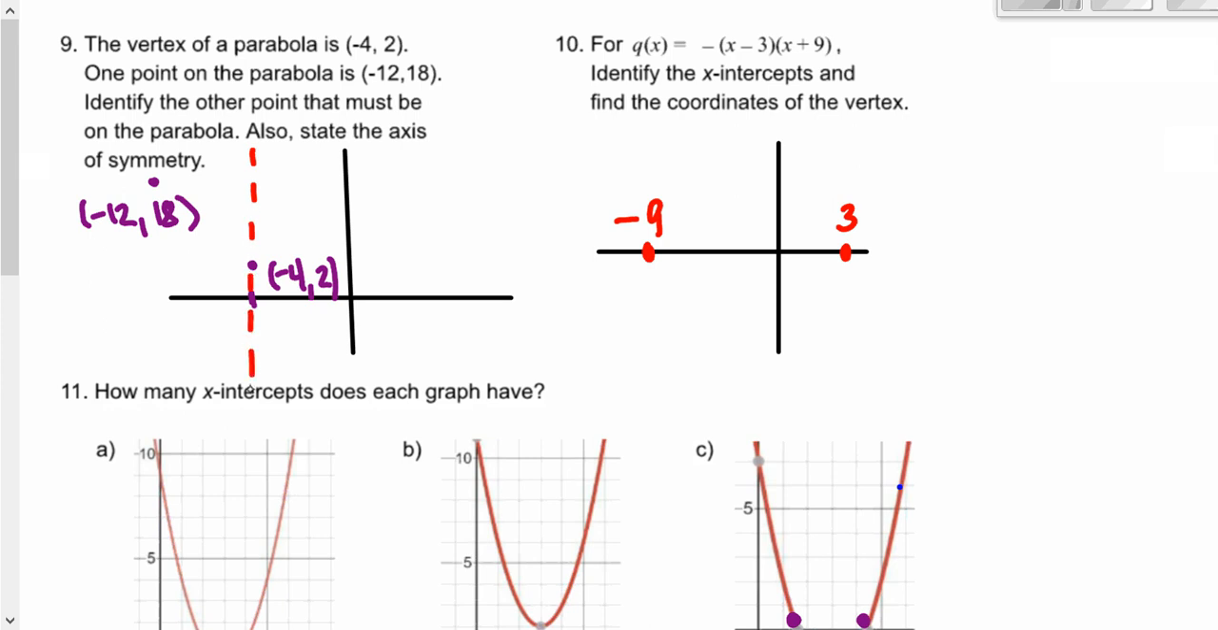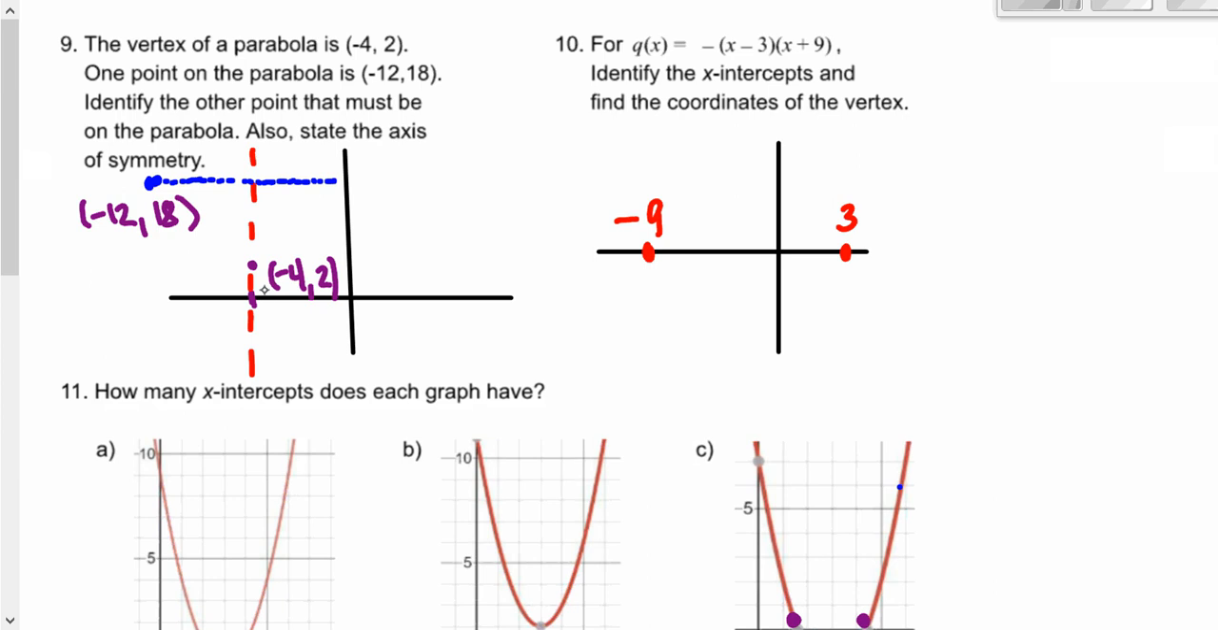We know that there has to be a line of symmetry for the parabola that goes through the vertex. So that means that the same thing happens on the left side of the red line as does on the right side. So this point being over here at (-12, 18), I know that there has to be another point that's exactly on the other side of this line of symmetry, the same distance away.